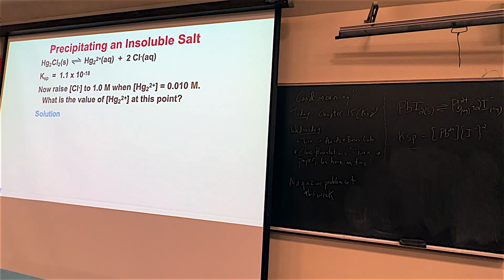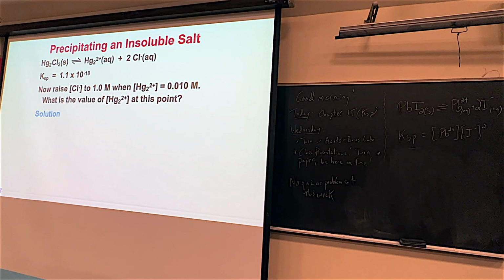And in the process of moving to the left, the mercury, which was 0.010, is going to go down a lot. So we're curious, if the chloride is 1 mole per liter, what is the value of mercury at this point? It won't probably be 0, but it'll be hopefully a number quite a bit less than 0.010. Any questions on what this question is asking?